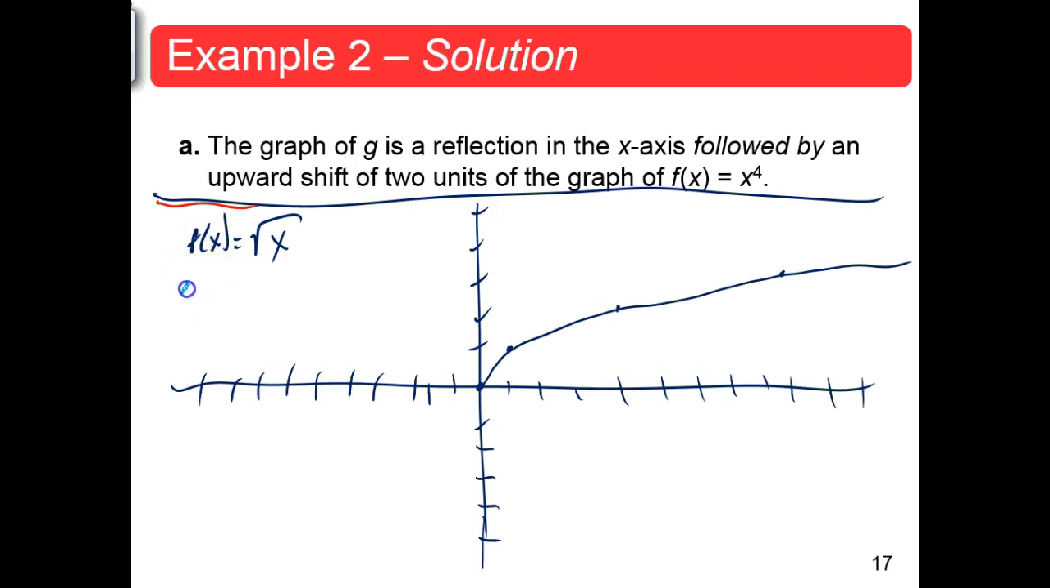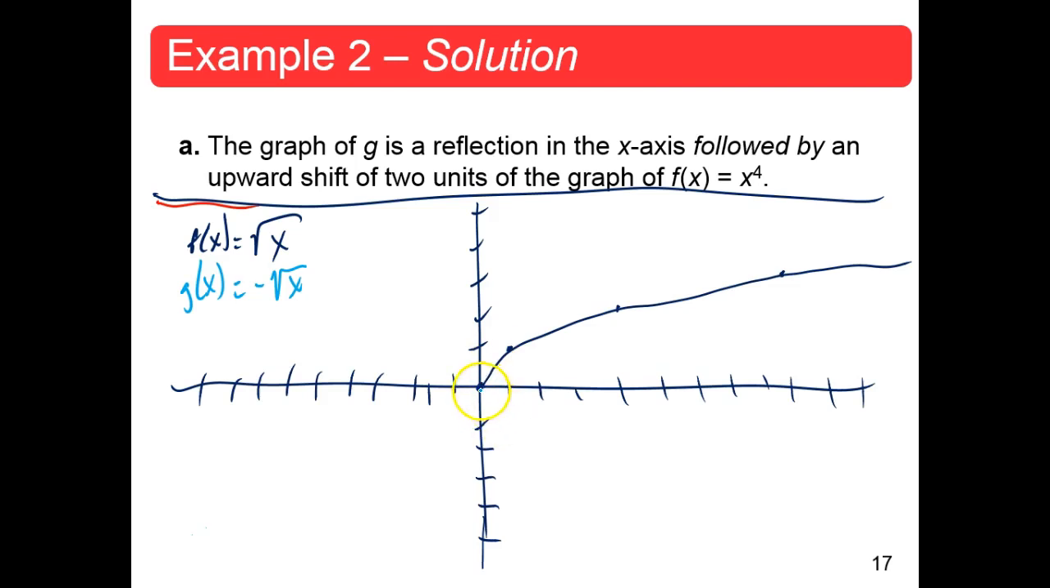The next part here is g of x is equal to minus the square root of x. What are we going to do to get that? Yes, you're negating the y, so it reflects over the x-axis.